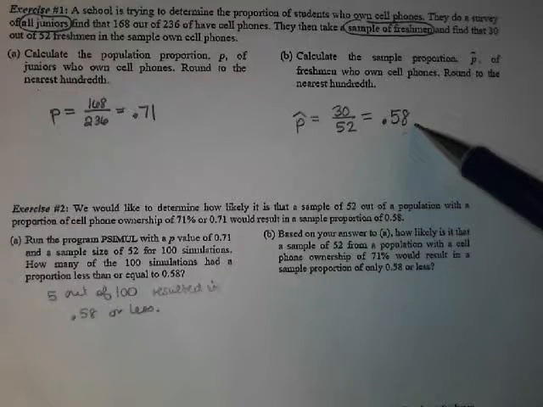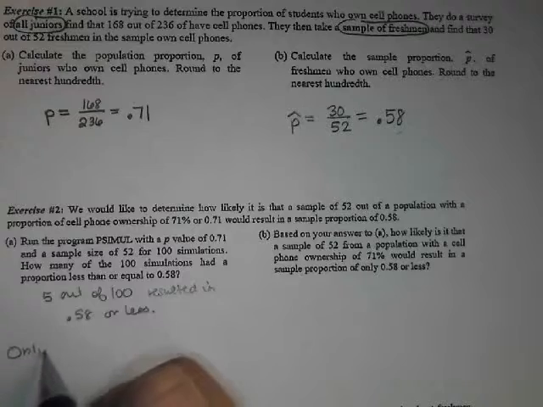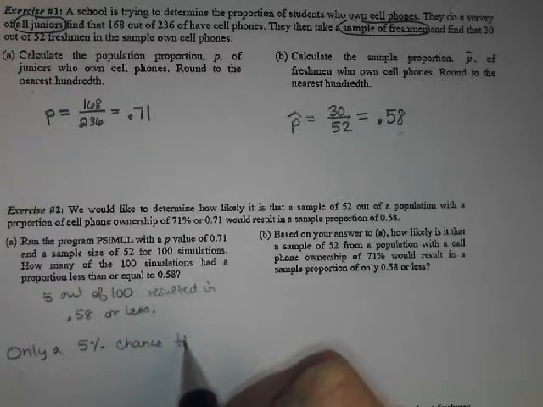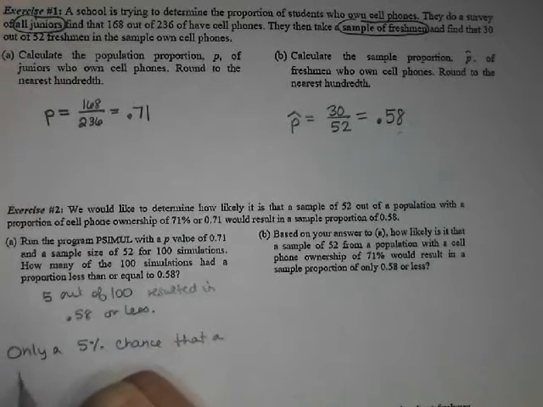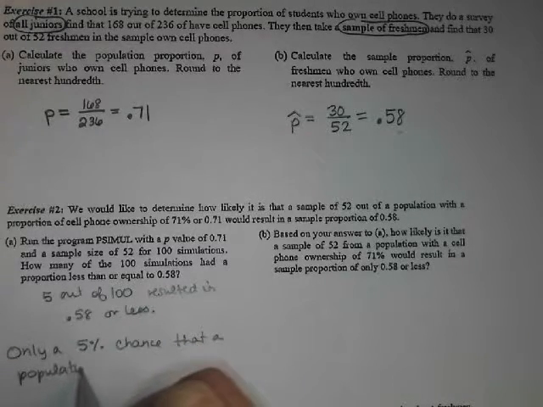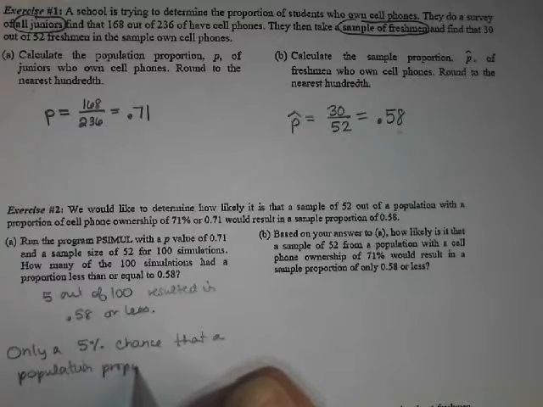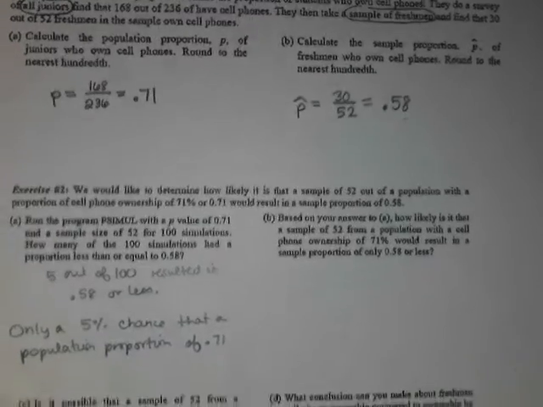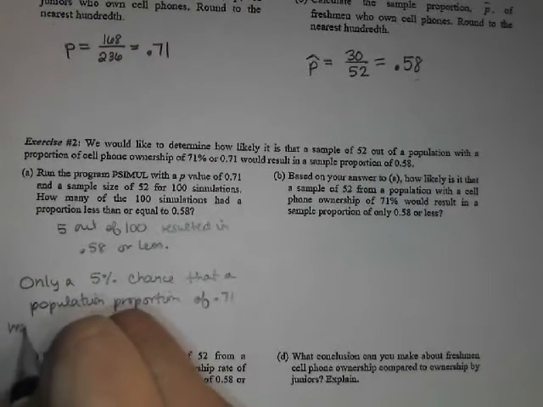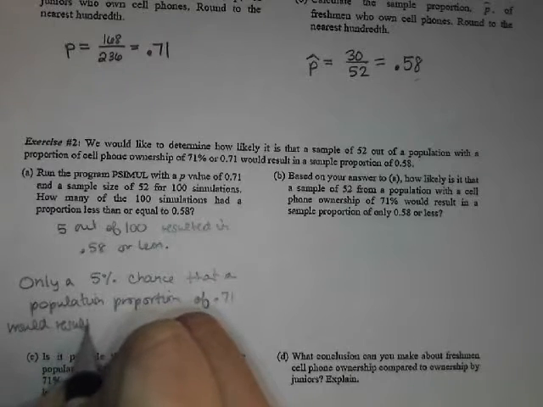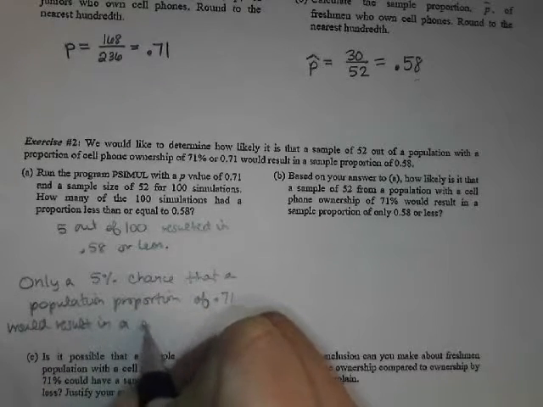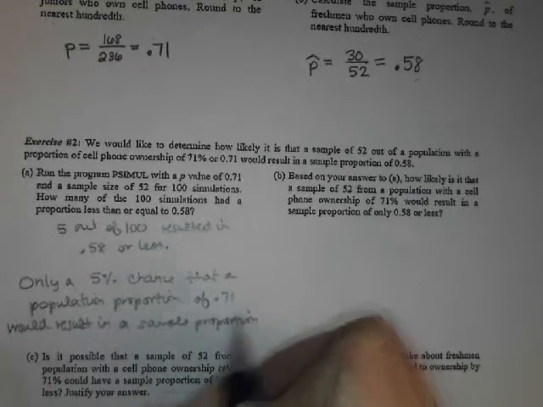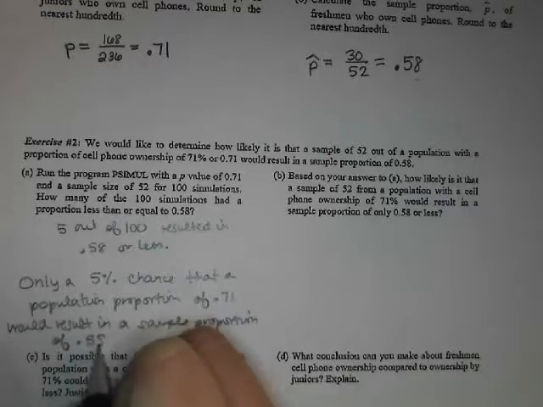Does that make sense? So there's only a 5% chance that a population proportion of 0.71 would result in a sample proportion of 0.58.